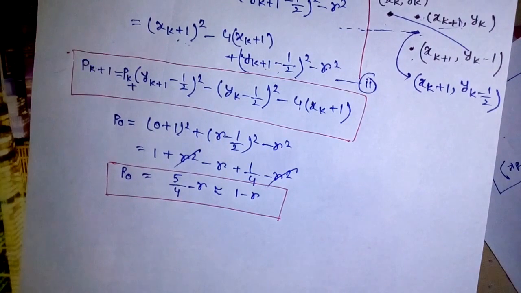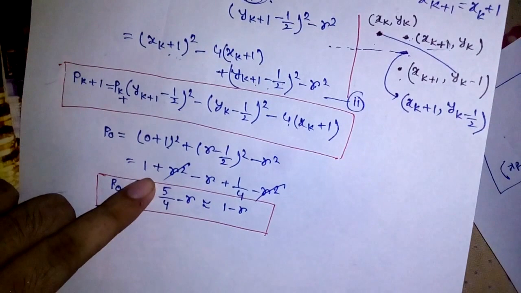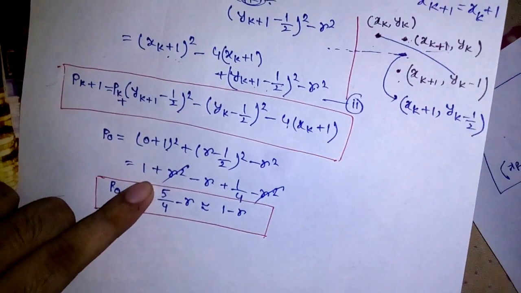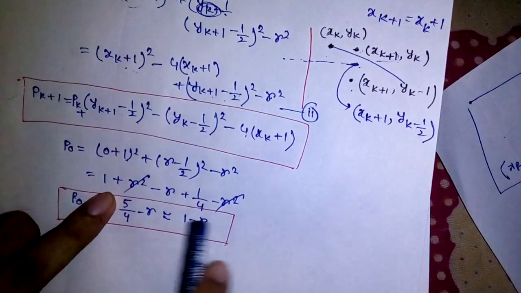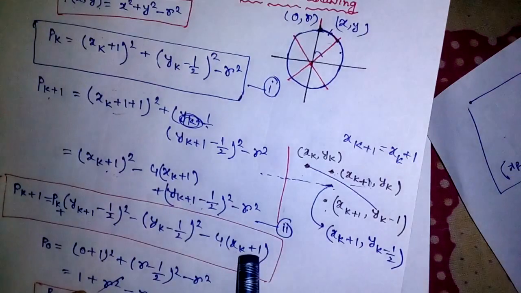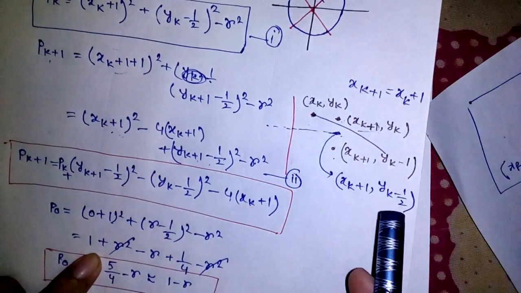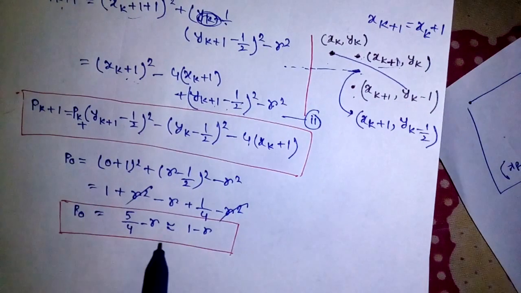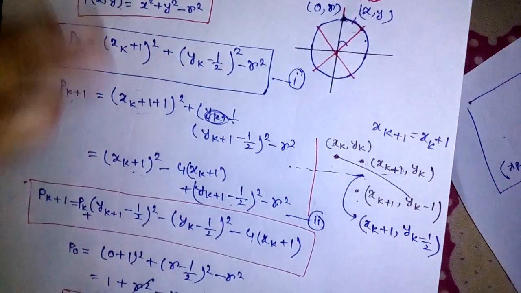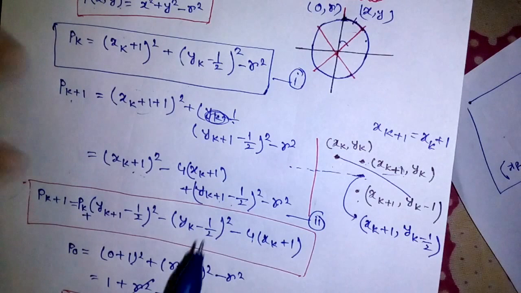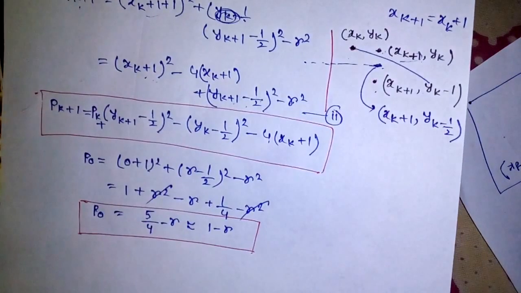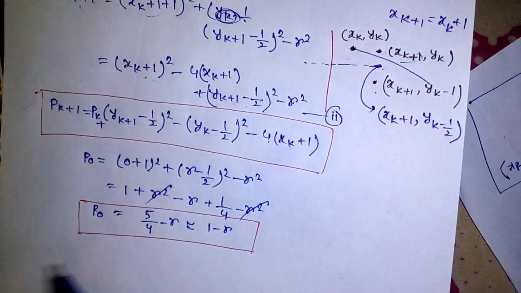Now based on this initial decision parameter, I have the initial point, so I can find what could be the next point that has to be plotted using this initial decision parameter, and from that next point I can compute the next decision parameter, and in this way I can again find the next point and the next decision parameter. In this way I can run a loop and I can plot each and every point of the circle.